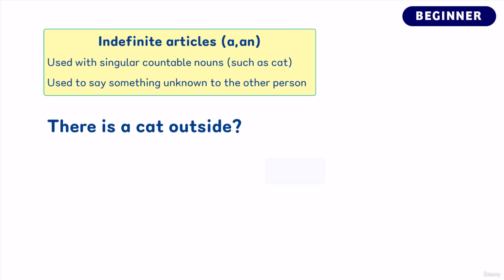In this conversation, person A doesn't know that person B knows the cat outside. So he says, a cat. Additionally, when we talk about something in a more general sense, as in we're not specifying which cat, we use indefinite articles "a" or "an". So we can say, I want a cat. This sentence means that I want any one cat. I'm not saying I want this cat or that cat, but just one cat of any kind.